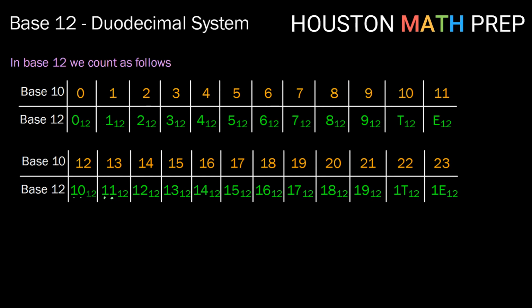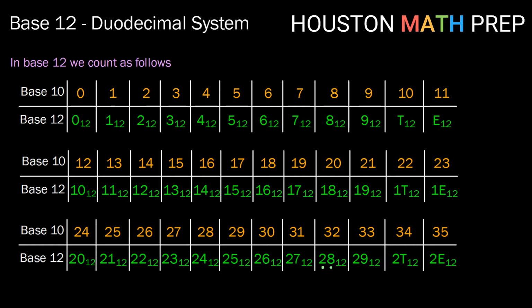This pattern continues all the way up to 23, I should say, which is 1 group of 12 and 11 groups of 1. Past that, when we get to base 10, the number 24, that would be 2 groups of 12 and 0 groups of 1. Picking up at, let's say, 30. 30 is 24 plus 6, so that is 2 groups of 12 plus 6 groups of 1.